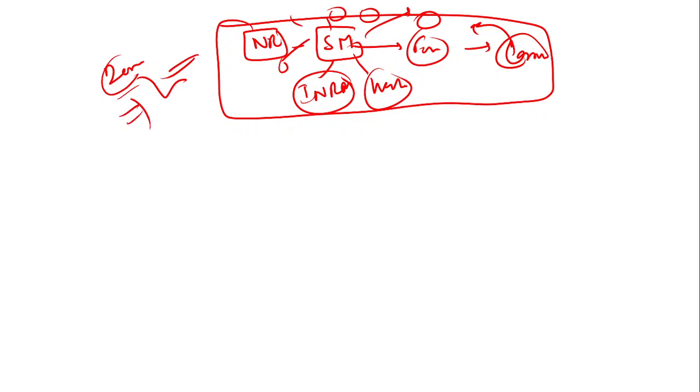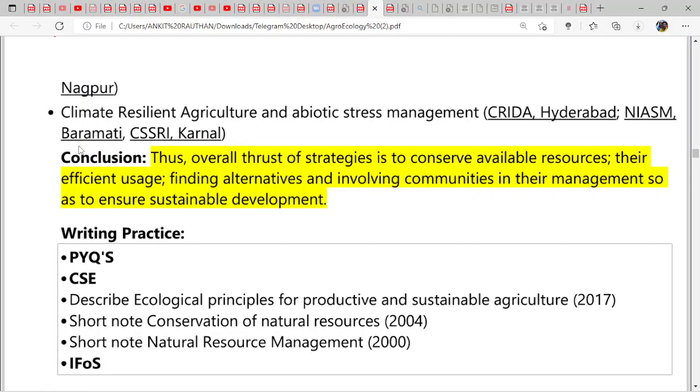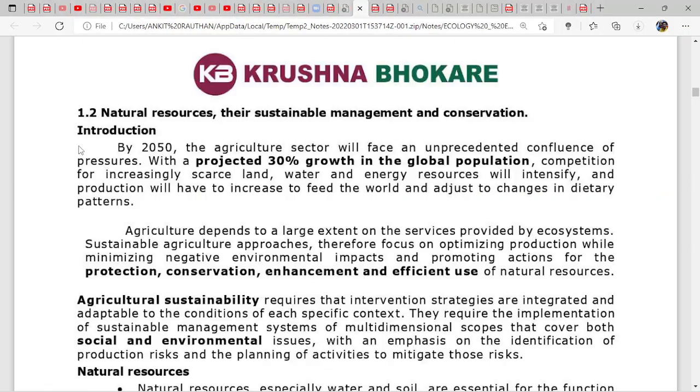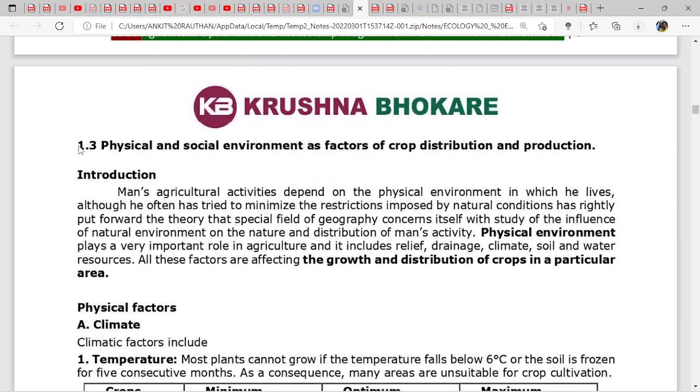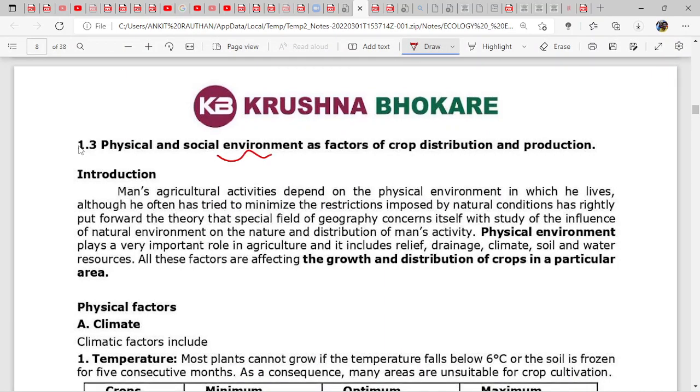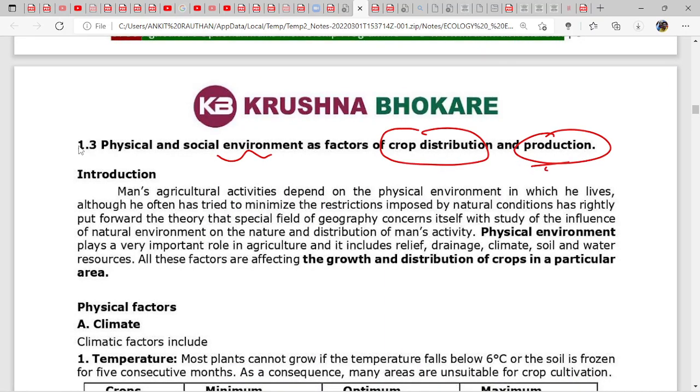Next, we will meet you for the third lecture, which will be very important, and that will be about how physical and social environment are factors for crop distribution and production. We will see this.